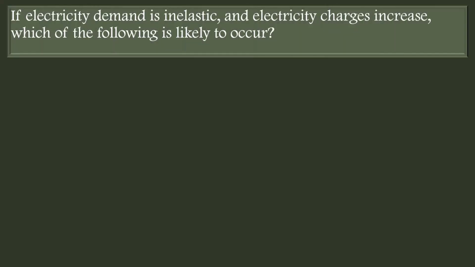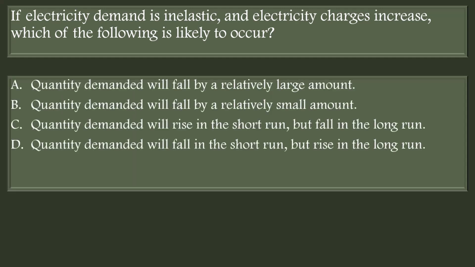Sixth question. If electricity demand is inelastic and electricity charges increase, which of the following is likely to occur? Options. A. Quantity demanded will fall by a relatively large amount. B. Quantity demanded will fall by a relatively small amount. C. Quantity demanded will rise in the short run but fall in the long run. D. Quantity demanded will fall in the short run but rise in the long run.